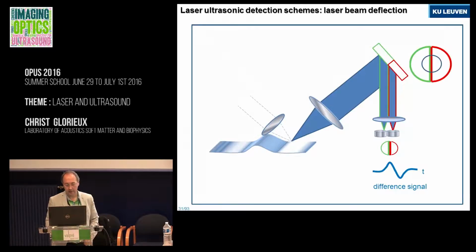So then the wave is moving. Now the sample is a bit sloped, so the beam is deflecting. When the beam is deflecting, the balance of the light on the green and red mirror is changed, so you will have a different signal on the detector. A bit further. So the beam is moving, and the light balance is changing as the wave is passing.